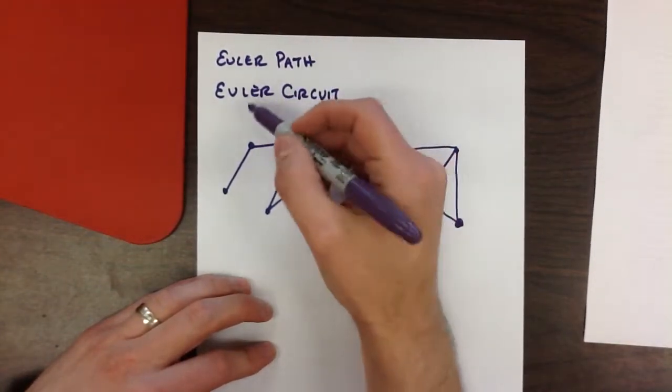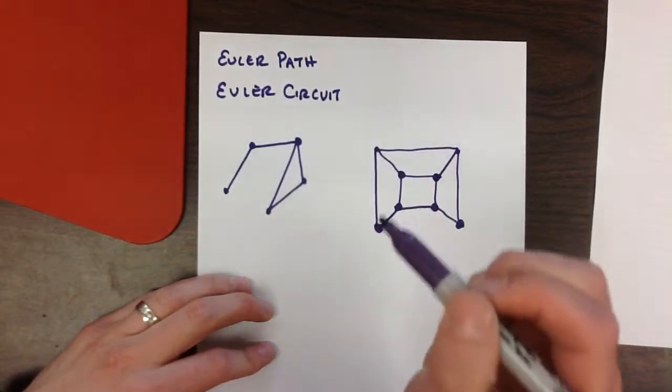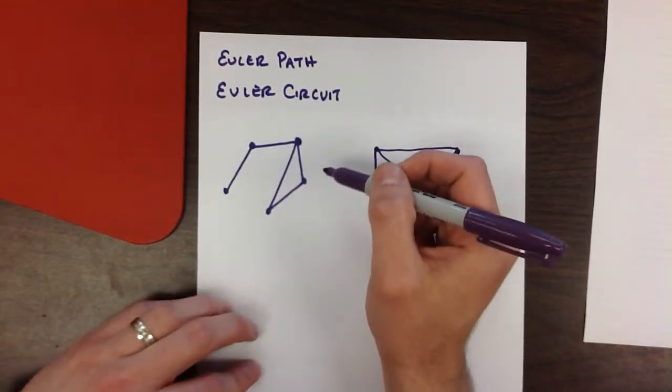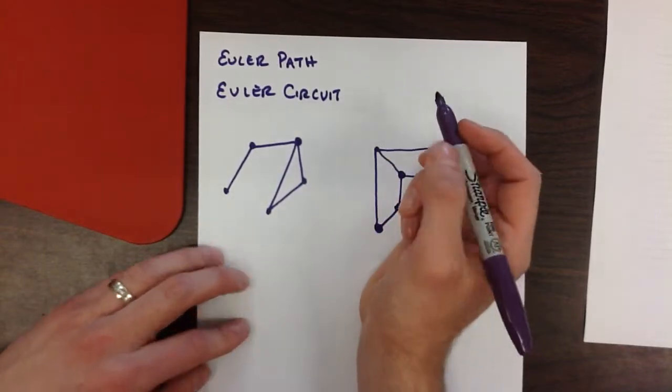Now, being Euler, an Euler circuit is we start at some vertex, we cross over every single edge of the graph, and we return to the starting vertex. So a circuit is different in that it has to begin and end at the same vertex.